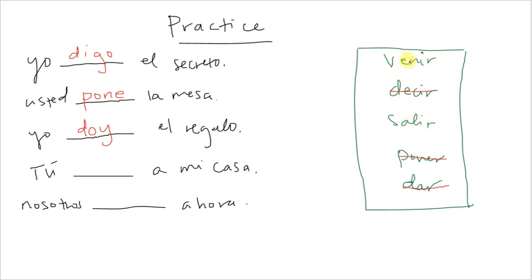Tú something a mi casa. You go out to my house or you come to my house. Probably you come to my house would make more sense. So venir, it's going to be like tener. So it's going to stem change e to ie. Vienes a mi casa. And then nosotros something ahora. Remember, ahora means now. So we leave now or we go out now. And it's an IR verb. So it'd be nosotros salimos.